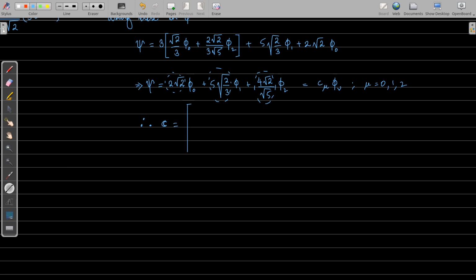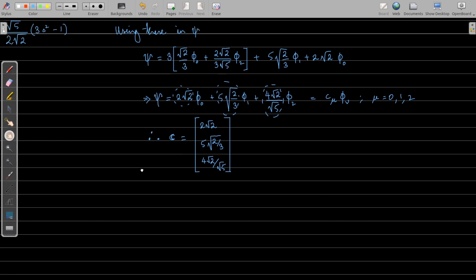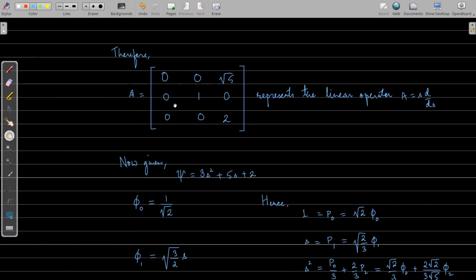The first element will be 2 root 2. The second element will be 5 root over 2 by 3. And the third element is 4 root 2 by root over 5. So this is your column vector, and we have the matrix A here already.